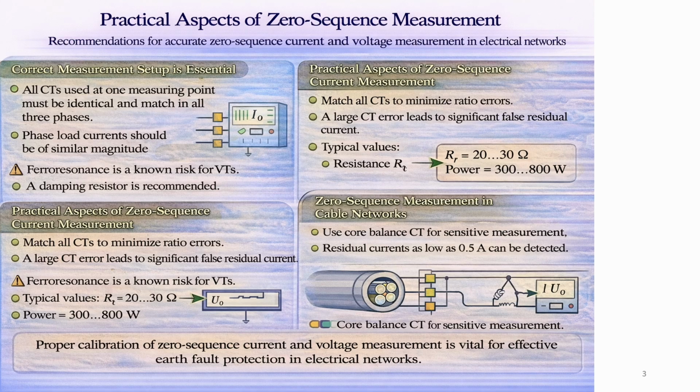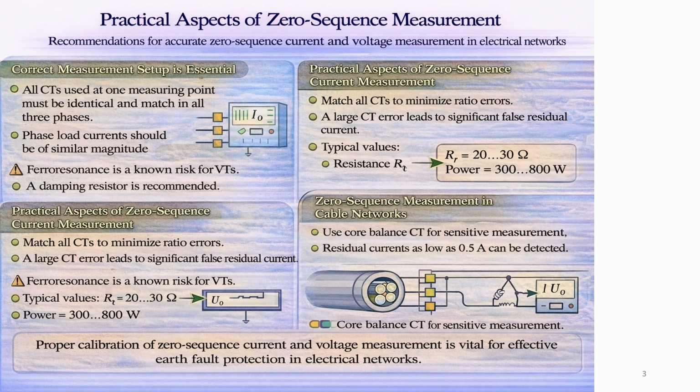Zero sequence voltage measurement behaves differently. In overhead line networks, zero sequence voltage is easy to measure. In a cable network, zero sequence voltage can only be measured at the cable termination, where the phase conductors are accessible. An important limitation must be noted. Earth fault protection based only on zero sequence voltage is not selective.